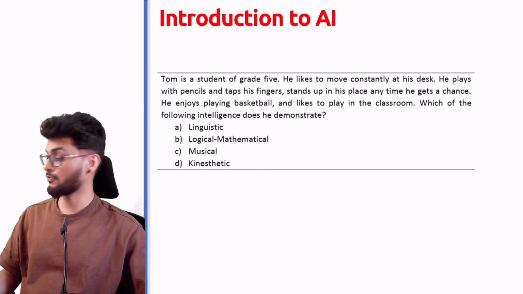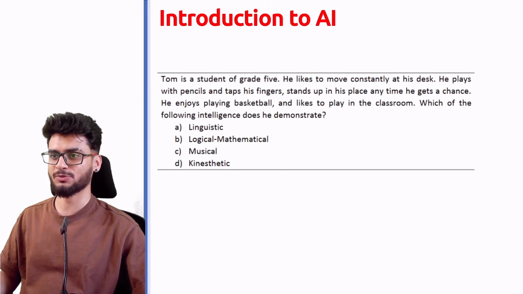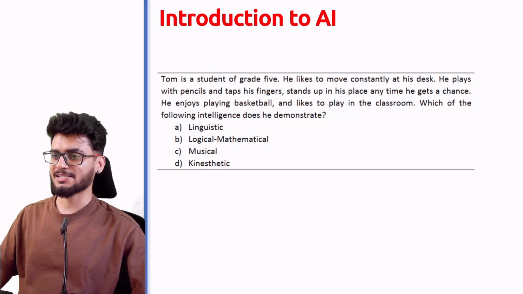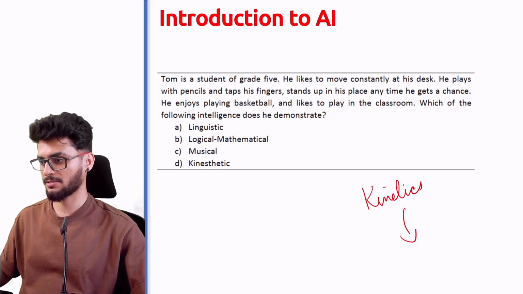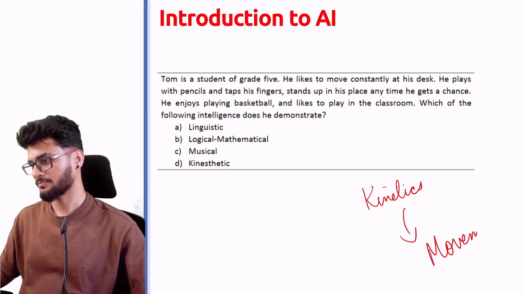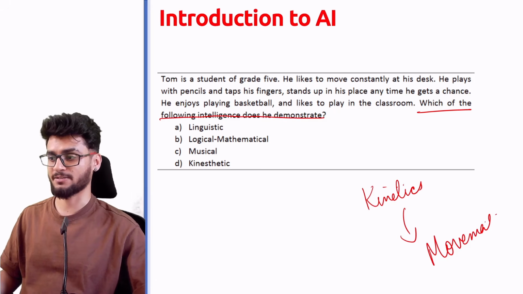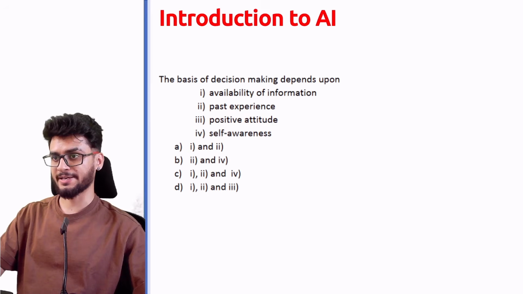Tom is a student of grade 5. He likes to move constantly at his desk. He plays with pencils, taps his fingers, stands up in a place anytime he gets a chance. So you can say that he has a lot of kinetic behavior. If you are studying physics, then kinetics means movement. Okay. Which one of the following intelligence does he demonstrate? Which one is the closest? Kinesthetic. I hope you understood this. Moving on to the next one.